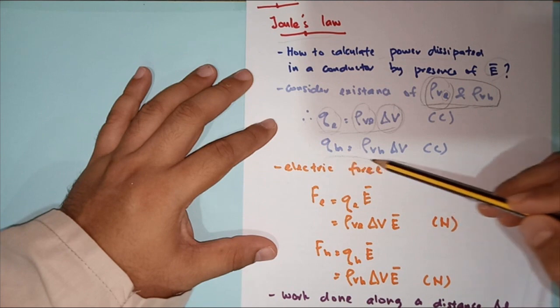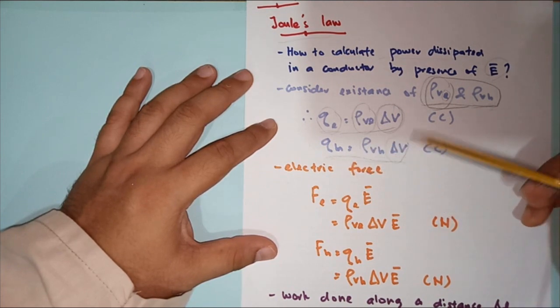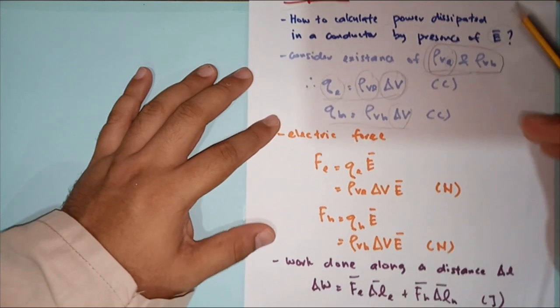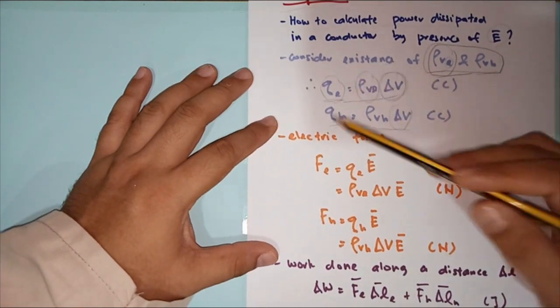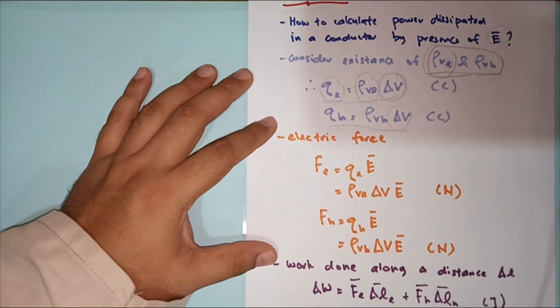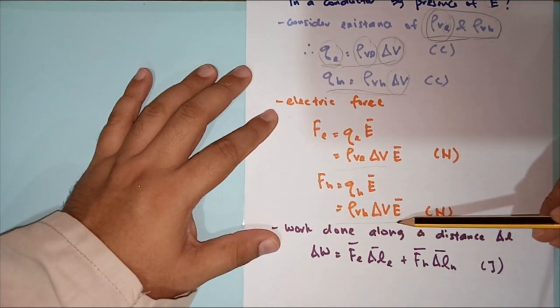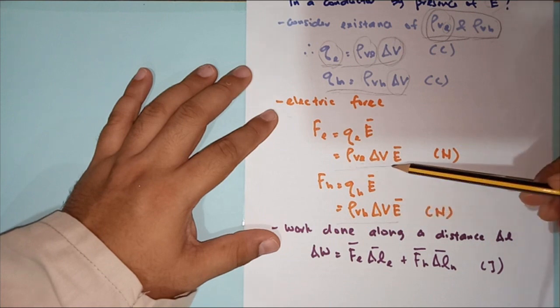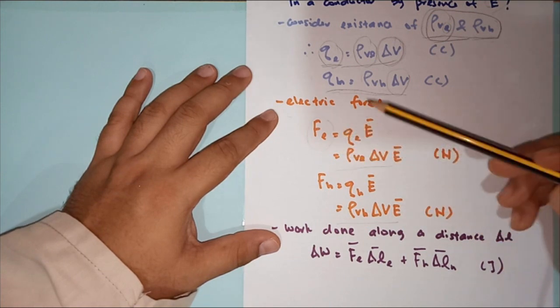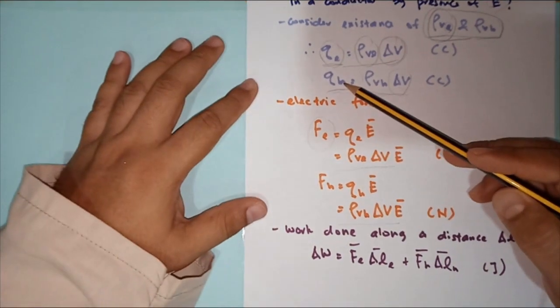Similarly for the hole, we have QH equal to rho VH multiplied by its volume. At the same time, because this charge is exposed to the electric field intensity, it will experience some value of force. This is the equation that can be used to calculate the electric force experienced by the electron as well as the hole.